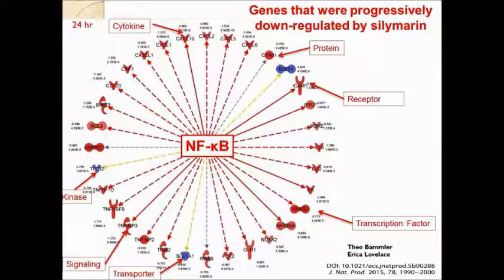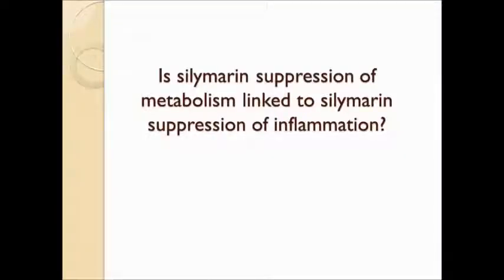So this shows that this later state of progressive downregulation of gene expression is progressive suppression of cellular inflammatory status. So then the question becomes, at least my question was, is this suppression of cellular metabolism and cellular energetics linked to silymarin suppression of inflammation? And because we'd shown that AMP kinase is activated by this extract, we asked the question, does silymarin inhibit NF-kappa B via AMP kinase?